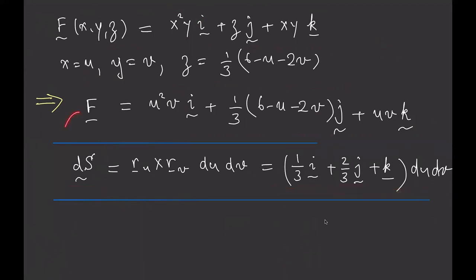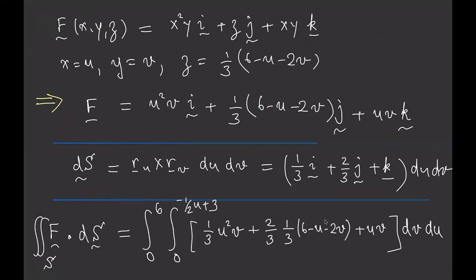Now all I need to do is take the dot product between these two. The dot product is easy. For the I components, I multiply together the I components, so u squared v times 1/3 gives me this term over here. Then for the j components, I multiply by 2/3, and I get that. And the k component, I multiply by 1, and I get that. So here's what I need to do. I need to integrate this, and then I've got a du dv, which I've chosen to write in the form dv du.